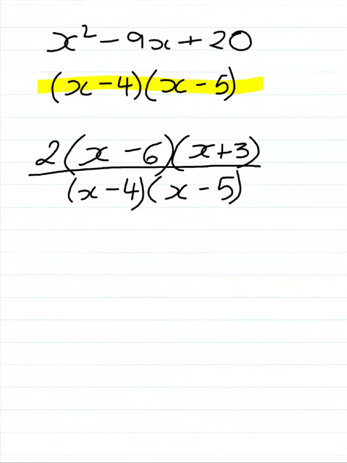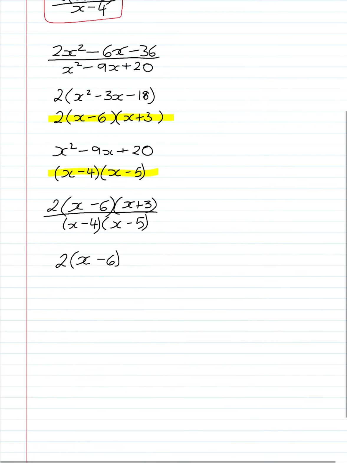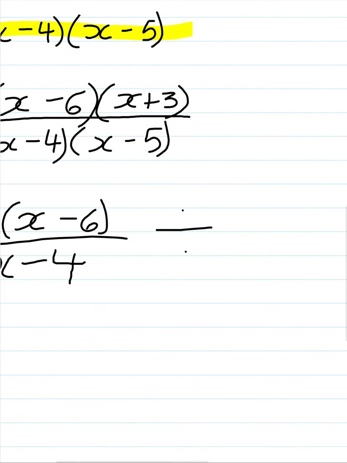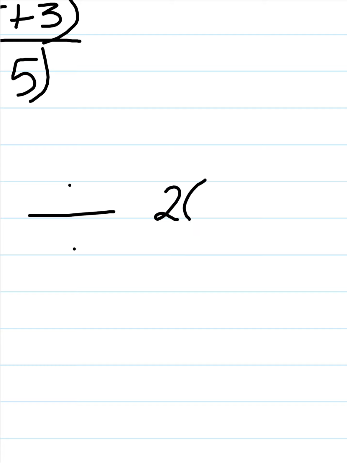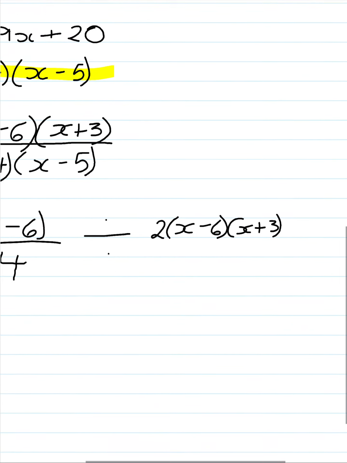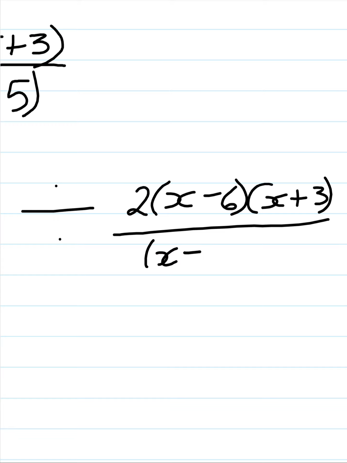So we get 2 lots of x minus 6 divided by x minus 4, all divided by the second fraction, which is 2 lots of x minus 6 times by x plus 3, and all divided by x minus 4 and x minus 5.